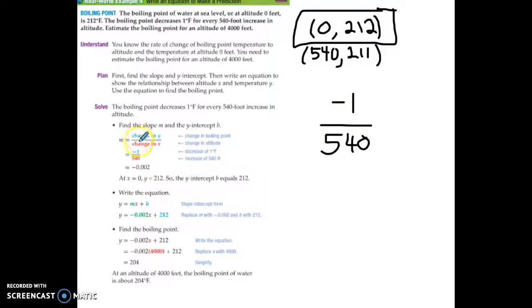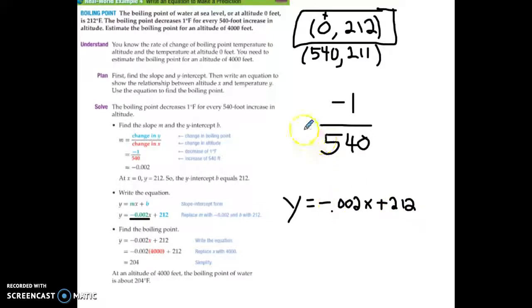If you look at their work here, they just turned this into a decimal. Negative 1 divided by 540 is that. So that's the number they're putting in there. And then 212 is our y-intercept, because if x is 0, this number is our y-intercept. So they put y equals negative 0.002x plus 212. There's our equation.